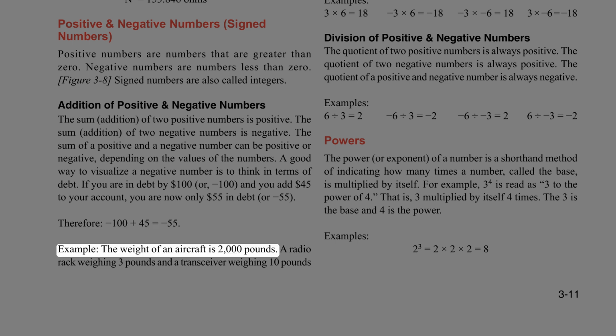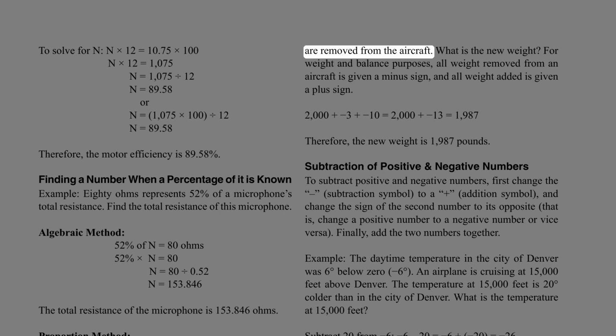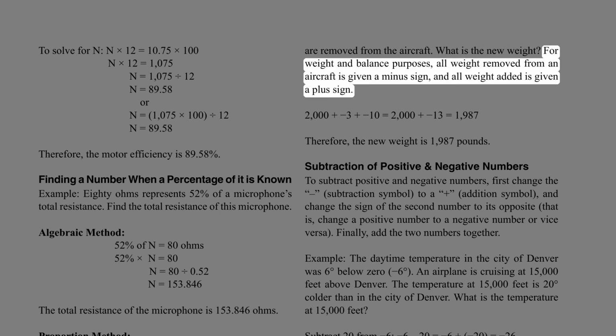Example. The weight of an aircraft is 2,000 pounds. A radio rack weighing 3 pounds and a transceiver weighing 10 pounds are removed from the aircraft. What is the new weight? For weight and balance purposes, all weight removed from an aircraft is given a minus sign, and all weight added is given a plus sign.